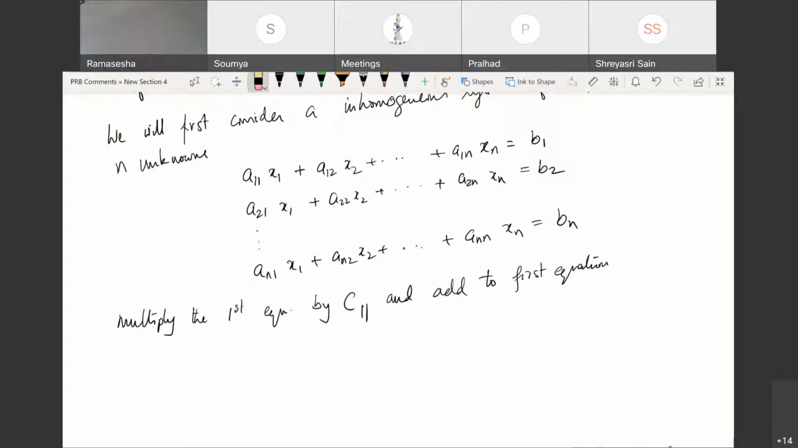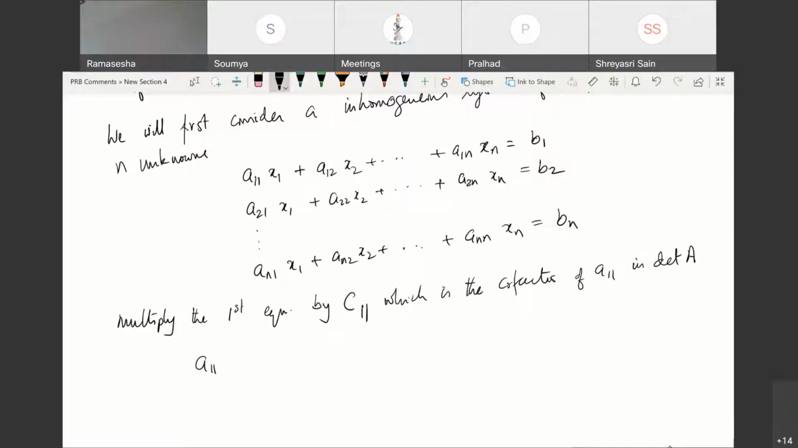Sir, what is C11 here? C11 is the cofactor of the determinant A. Okay, sir. So let me write this down, which is the cofactor of determinant A. That's what I get.